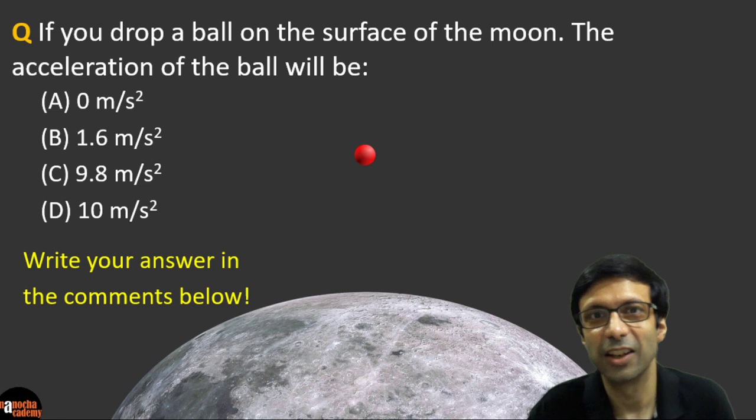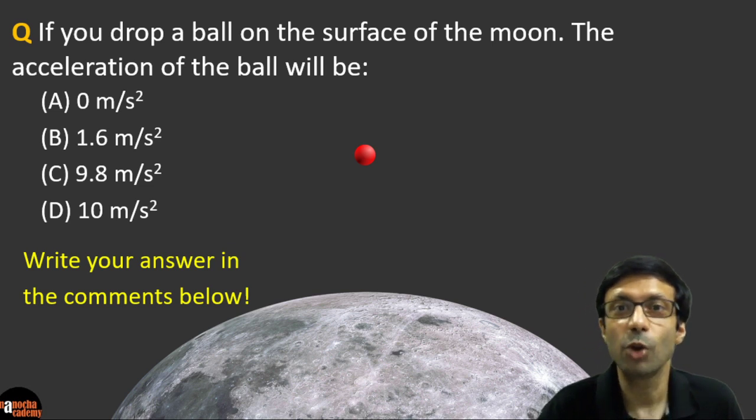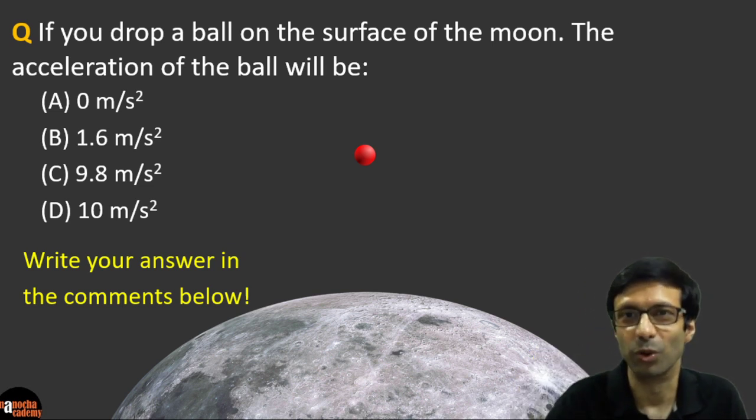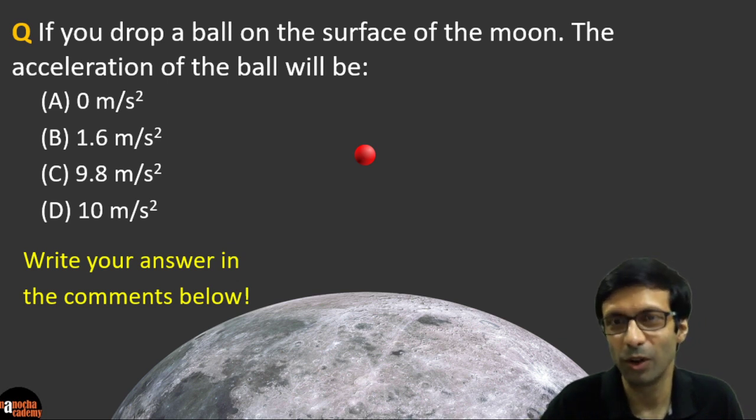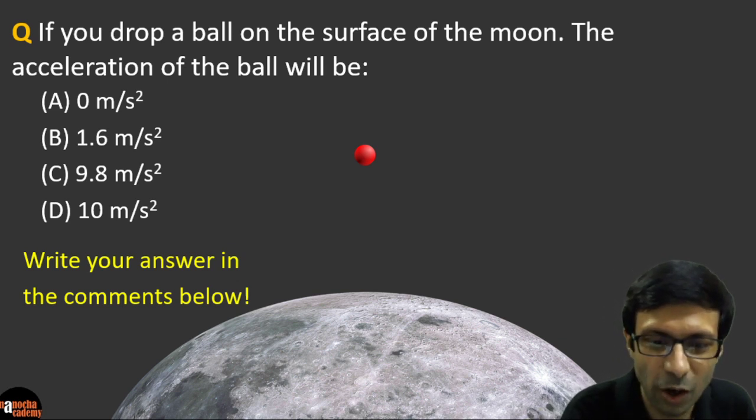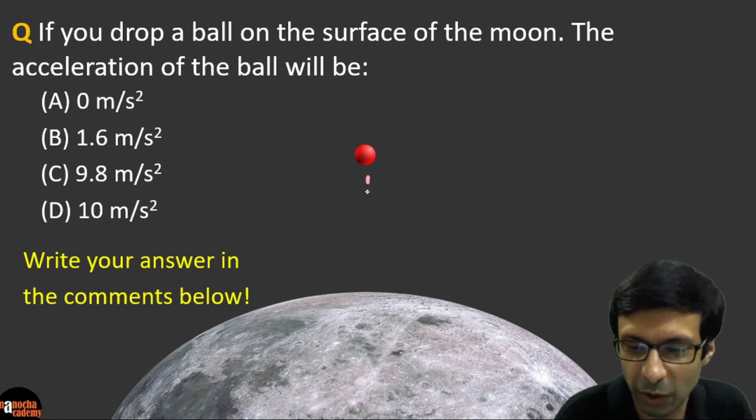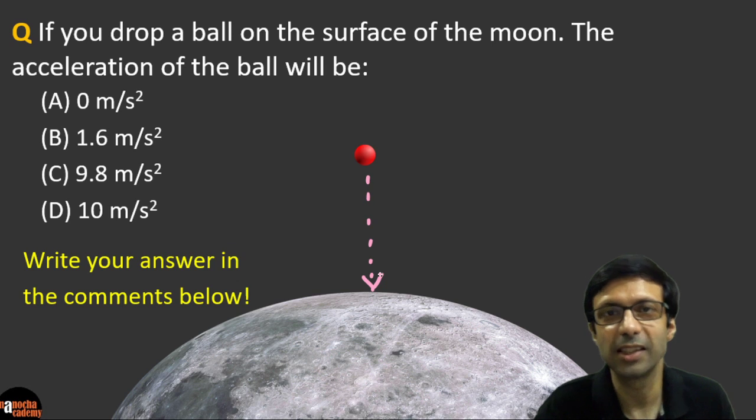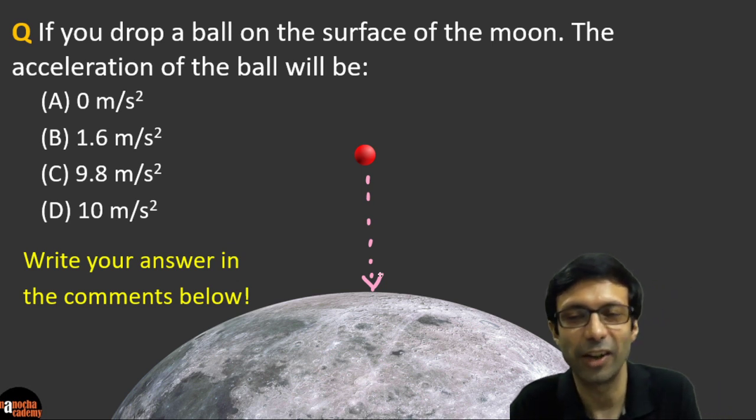And now here's another interesting question for you. If you drop a ball on the surface of the moon, so imagine you're on the moon now and you drop this ball on the surface of the moon, okay? And so this ball is falling towards the surface of the moon. The question is, what will be the acceleration of the ball?